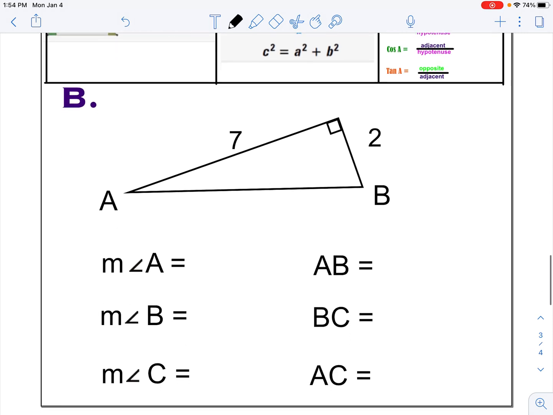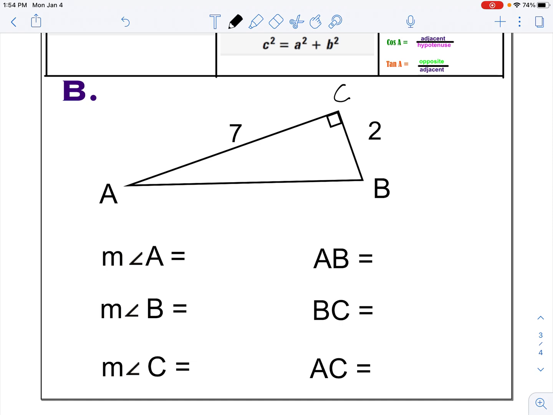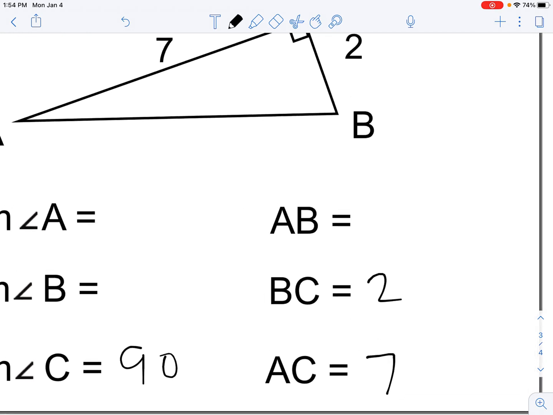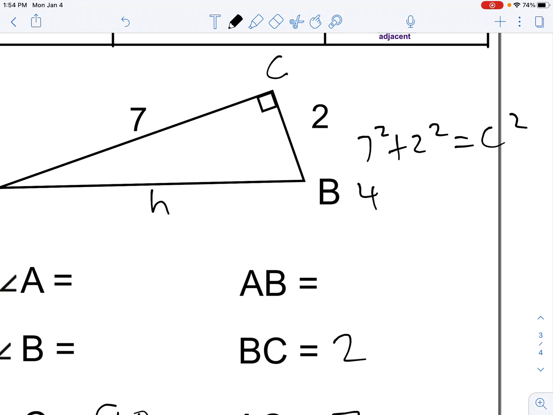You try this out, given the information. We'll call this angle C. Figure out your plan, pause the video, try it out, and then I will go through and do this. Since I know two sides of a right triangle, I'm going to do the Pythagorean theorem. This is the hypotenuse, the C value. So we're going to do 7 squared plus 2 squared equals C squared. 49 plus 4 is equal to C squared. So take the square root of 53. That's about 7.28.